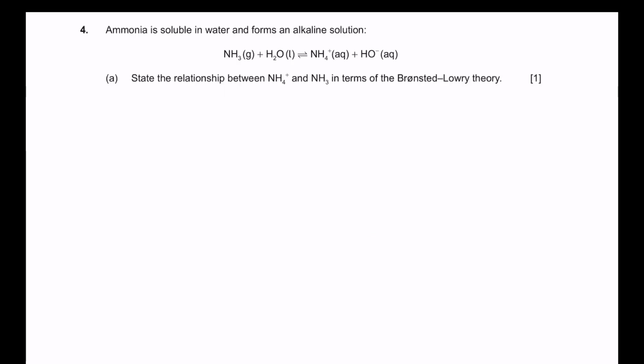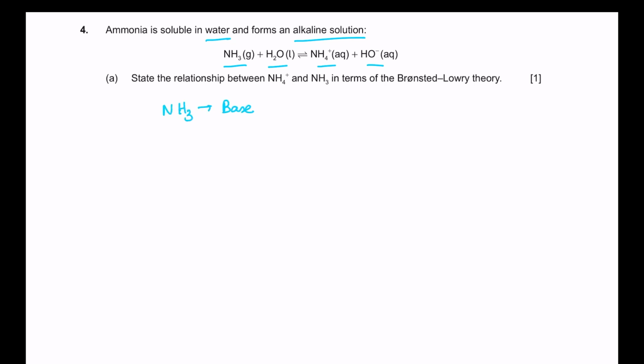Now coming to question 4, ammonia is soluble in water and forms an alkaline solution. So this is a given chemical reaction. We have to state the relationship between NH4+ and NH3 in terms of Bronsted-Lowry theory. Clearly we see that NH3 accepts an H+ to form NH4+. Anything that accepts an H+ is a base. So NH3 is a base.